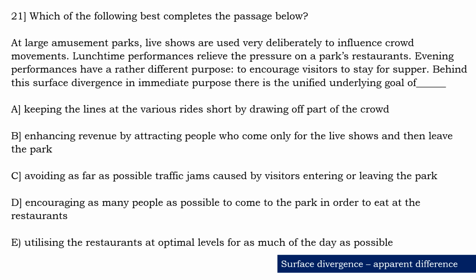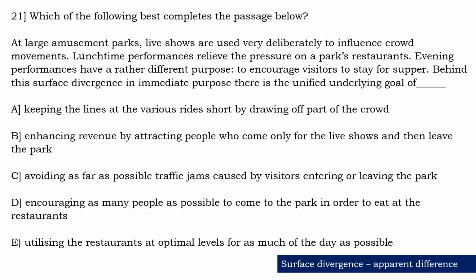But behind the surface divergence in immediate purpose, there is a unified underlying goal. So what is the unified underlying goal? There are two different purposes of live shows at lunchtime and dinner time. Lunchtime purpose is to reduce the crowd in restaurants. Evening time, the purpose is to increase the crowd in the restaurants. But behind this surface divergence, there is a unified underlying goal. So what is it? It is to utilize the restaurants to the maximum, or to get maximum benefit out of the restaurants in the park. This is the unified underlying goal.